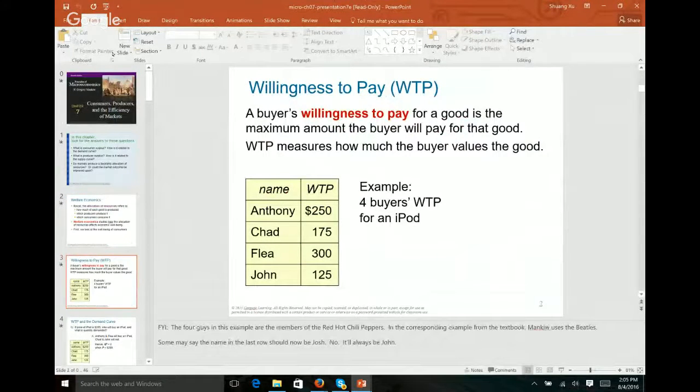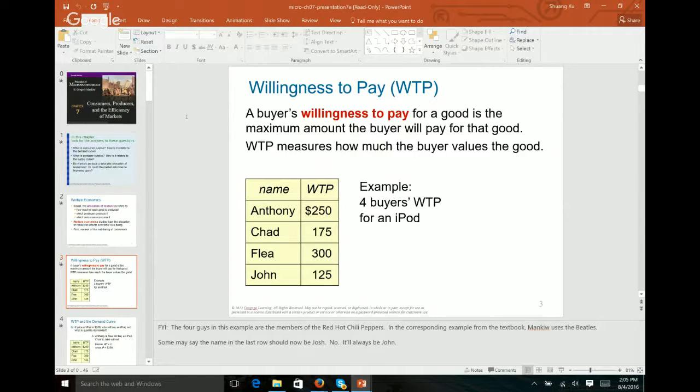I have 4 buyers over here, and each one has different preference toward the iPod. So let's say for the first person, Anthony. Anthony is willing to pay. Now, WTP stands for willingness to pay. That means the maximum price a buyer is willing to pay for something. So for Anthony, he's willing to pay $250 for the iPod, and then Chad is willing to pay $175. Flea is $300, and then John is $125.